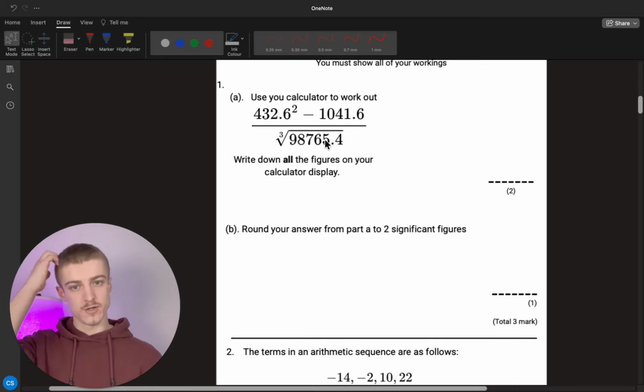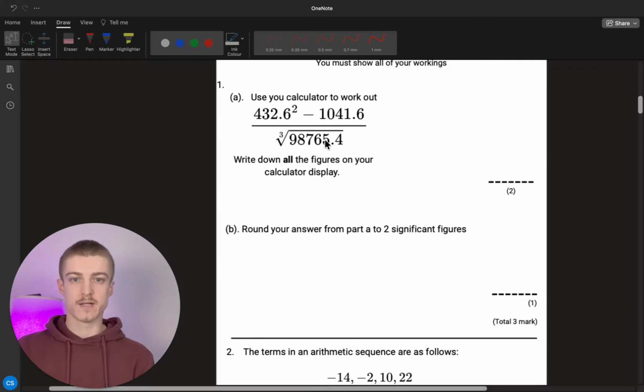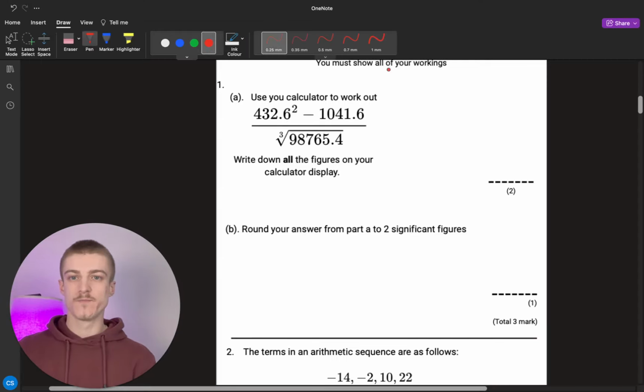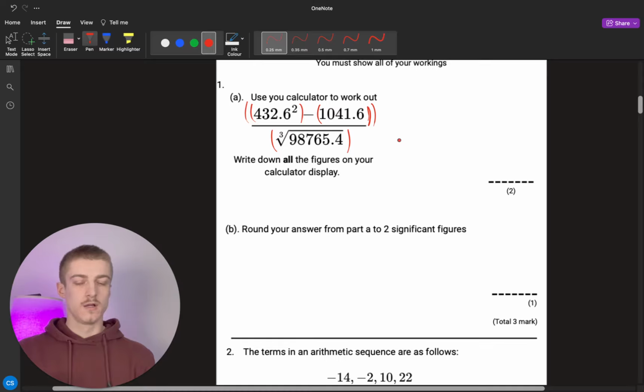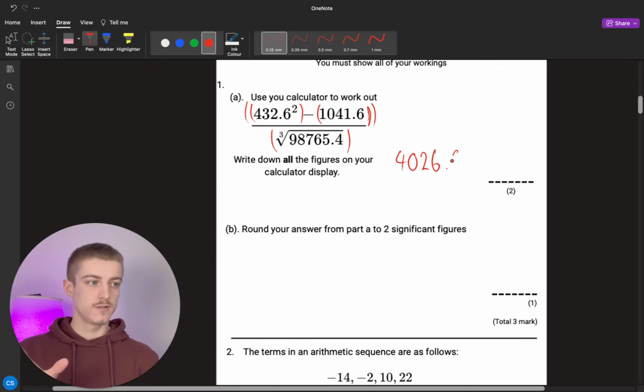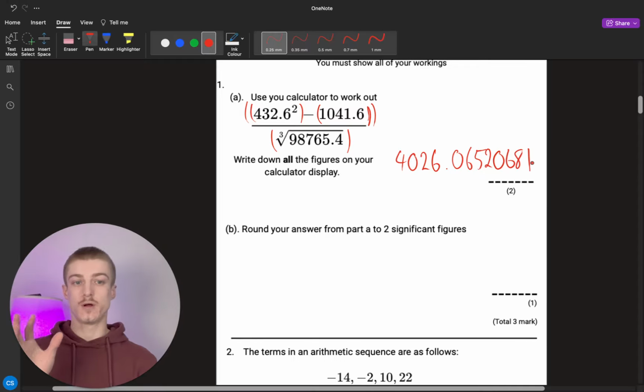So we want to be knowing where all our buttons are, very familiar with our calculators, but some tips are to put each number individually in brackets. Okay, and I would even go ahead and put the entire numerator in brackets as well. That makes sure that the calculator knows which calculations to do, and it's going to give you the right answer, okay? So this is a long number that the calculator is going to spit out. It is 4026.0652061.